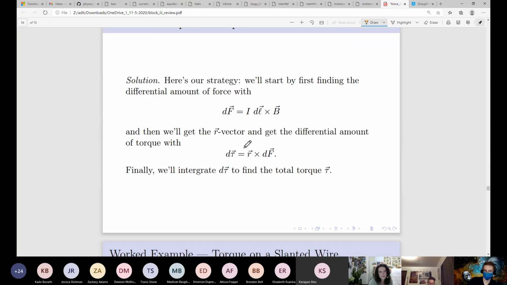We can first start by finding the differential amount of force with the equation that gives us differential forces on current carrying wires, dF equals I dL cross B. And then we can get the R vector, which, just to beat this drum one more time, is different than the R vector in the Biot-Savart law. This is the R vector that points from the axis of rotation to the point of force application. And finally, we can integrate dτ, the differential torque, to find the total torque.